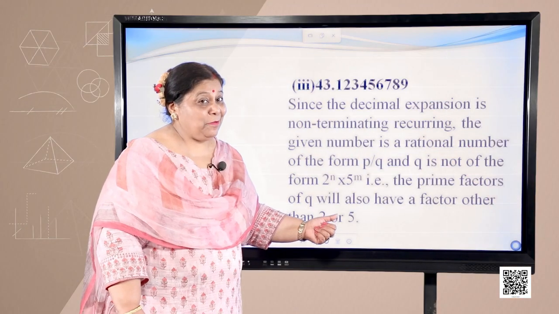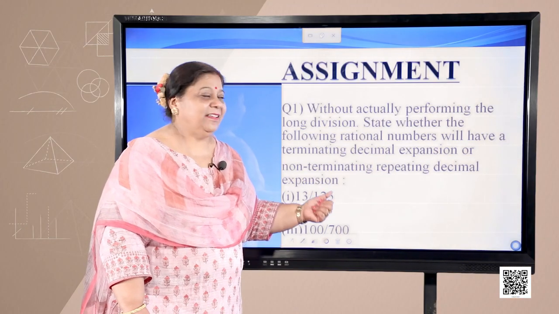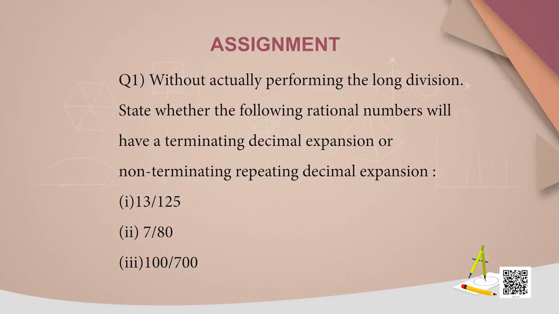Now, it's time to take assignment. We have question number 1. Without performing the long division, state whether the following rational numbers will have a terminating decimal expansion or non-terminating repeating decimal expansion. Part 1, 13 divided by 125. Second, 7 upon 80. Third, 100 divided by 700.